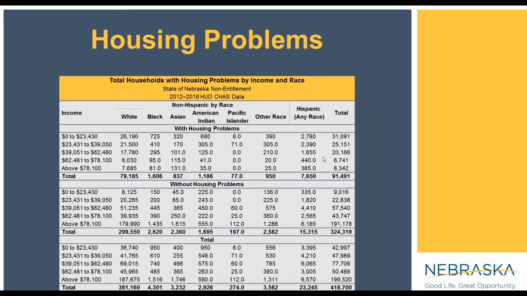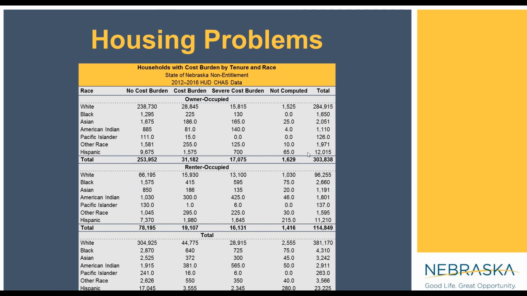So this is kind of where you start when you're looking at affordability. No cost burden, severe cost burden, and not computed is if you don't have any income, so you can't multiply 0.3 by 0. Math doesn't like that. Well, it gives you 0, so it's not computed.